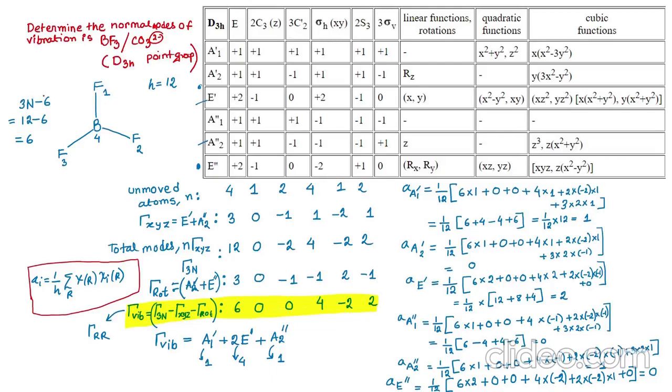3n is the total degrees of freedom. From that we deduct the modes of translational motion and rotational motion in a nonlinear molecule. That's why 3n minus 6. From there we got that 6 modes of vibration are possible. These 6 modes of vibration belong to A1 dash, 2E dash and A2 double dash. Now what we are going to discuss is the material from lecture 44.